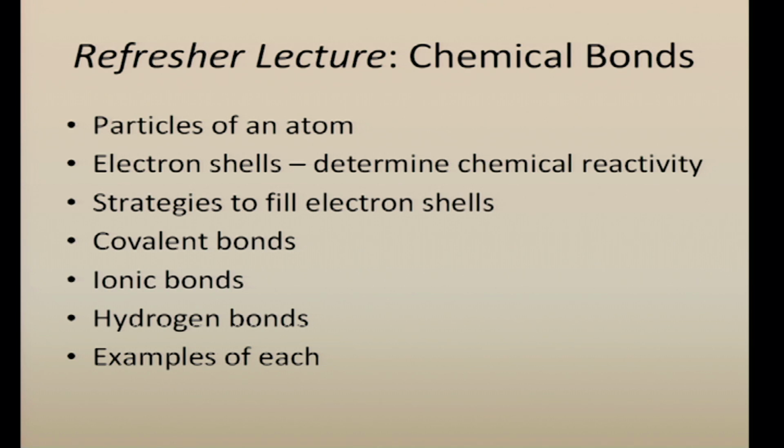And from there, we'll look at different types of bonds that can result from these strategies, specifically covalent bonds and ionic bonds. And from there, some types of covalent bonds lend themselves to a special type of bond called a hydrogen bond. So we'll be looking at all three of those and finally finishing with a few examples of each type, focusing on hydrogen bonds.